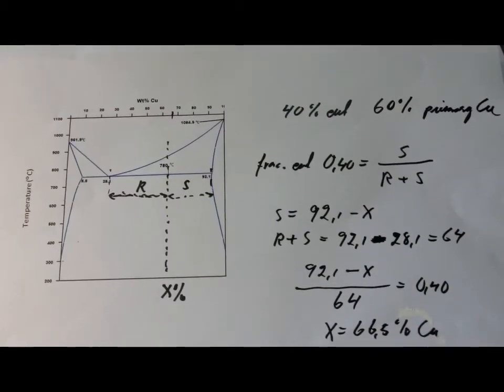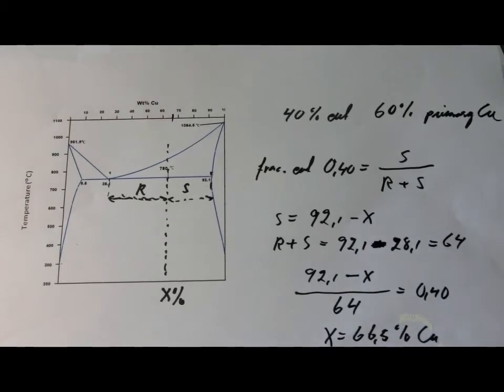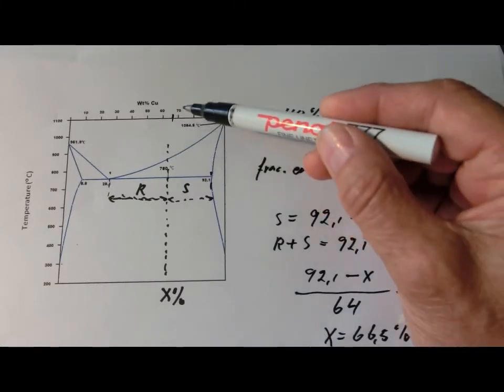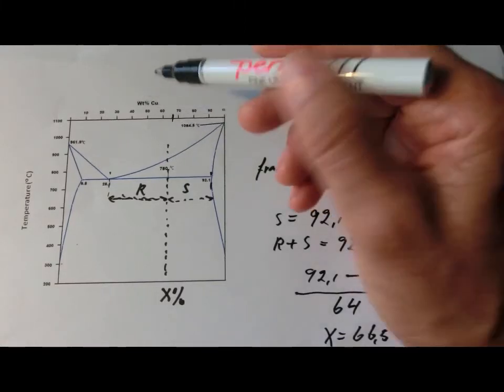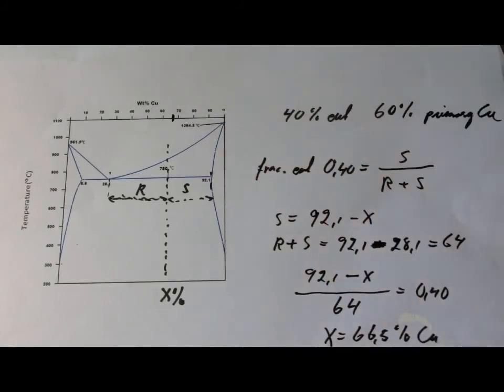So now we know that when we have a structure like the one in the figure with 40% eutectic and 60% primary copper, we are here, and now we calculate that to 66.5%, but it's actually here somewhere.